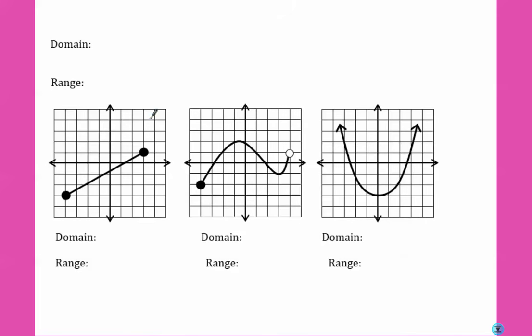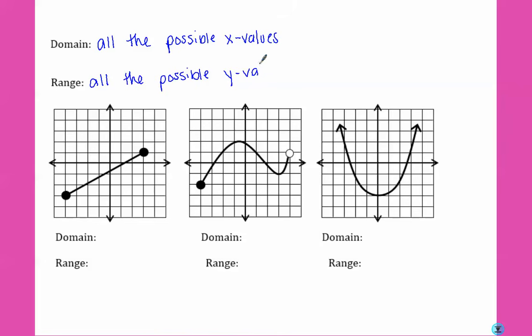So for domain, domain is all possible x values, and our range is all the possible y values. So basically we're looking at where these functions start and end on the x-axis and where they start and end on the y-axis.